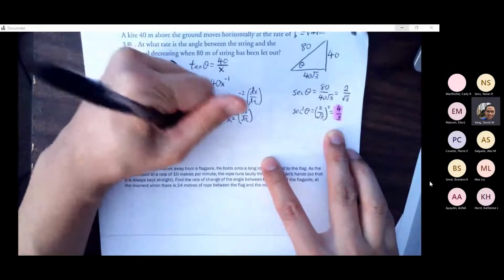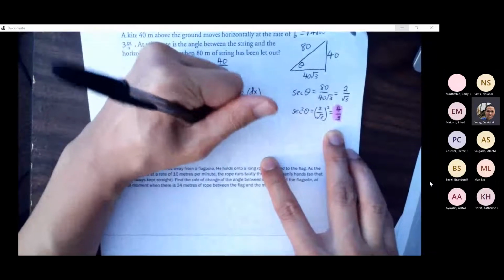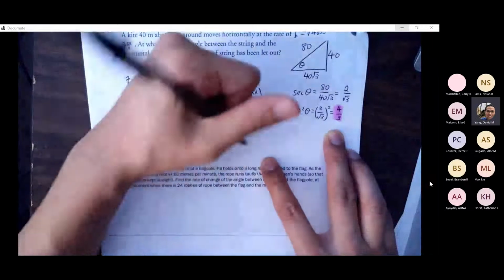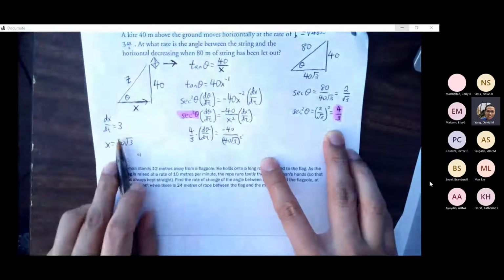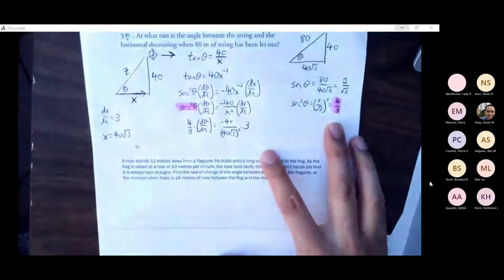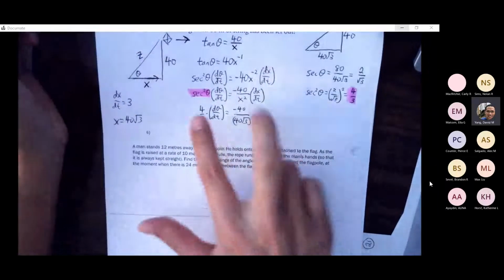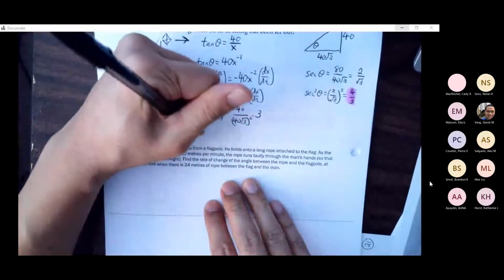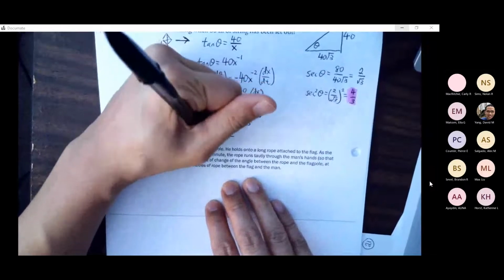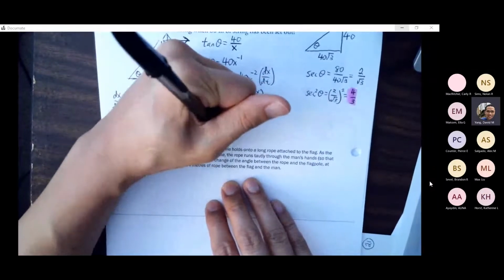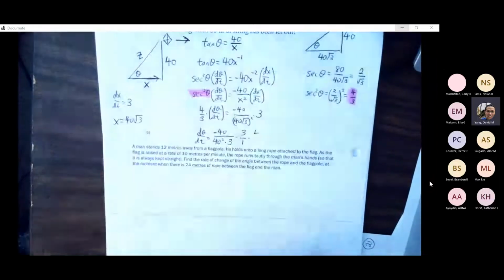So 4 over 3 times dθ/dt equals negative 40 over (40√3) squared times dx/dt, which is 3. Okay. Divide by 4/3, which is the same thing as multiplying by 3/4. I'm going to see if I can simplify: 40 squared times √3 squared, which is 3, times 3 over 1 times 3 over 4.